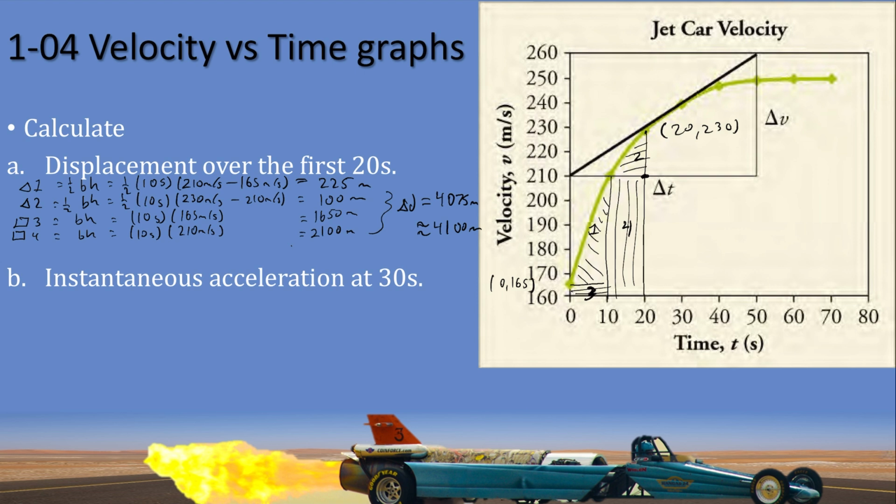Let's find the instantaneous acceleration at 30 seconds. Now to do that, we have to draw a tangent line. That tangent line you see is already drawn. So I need to find the slope of the tangent line. I have 2 points on this tangent line, 0, 210. And that one up there is 50, 260.